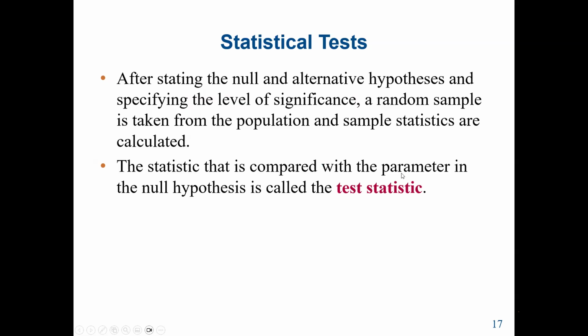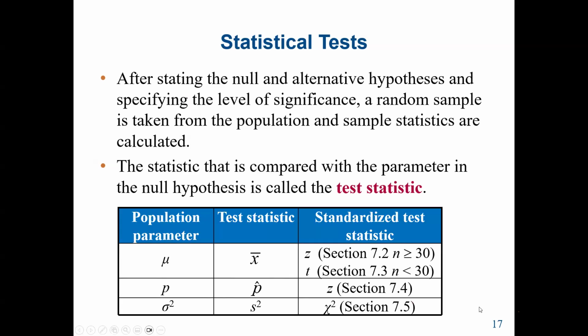The statistic that is compared with the parameter in the null hypothesis is called the test statistic. And each test has a different formula. For example, t-test, z-test, ANOVA are different. Actually, ANOVA uses the F value, so different formulas. So these are the symbols that we may see in this section: population parameters, test statistics, and also the standardized test statistics. We talk about the z-test, t, and chi-square, and also z. So this section talks about when the sample is large.